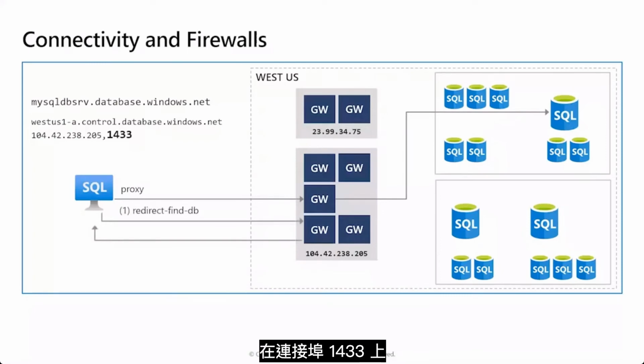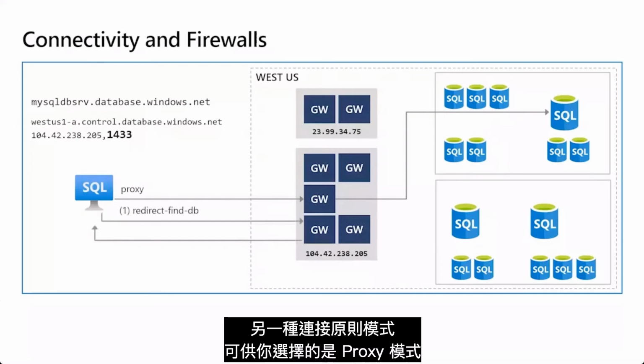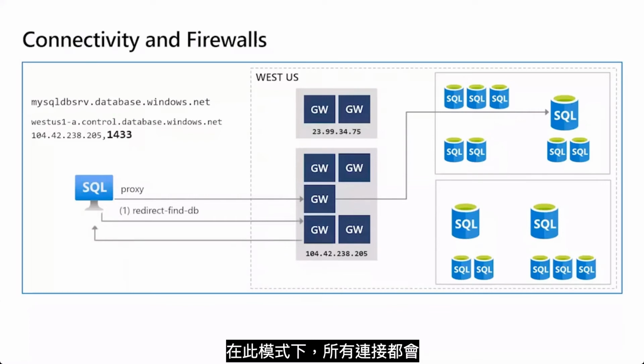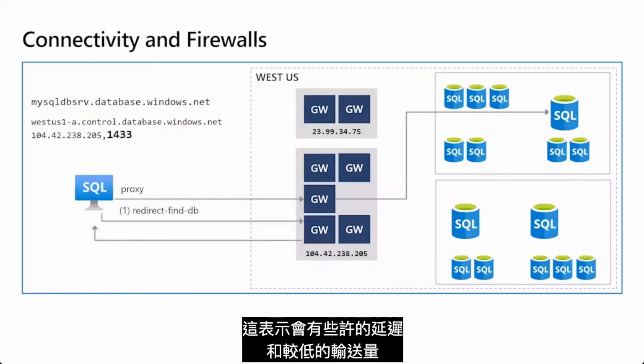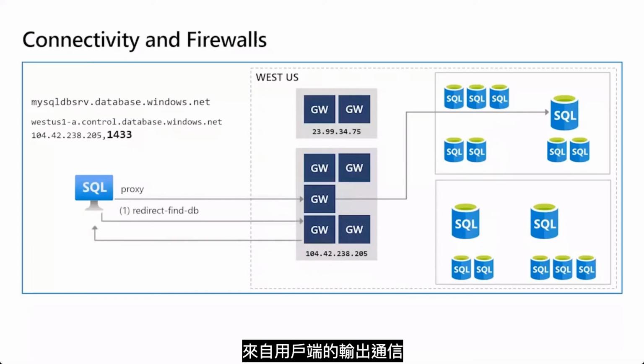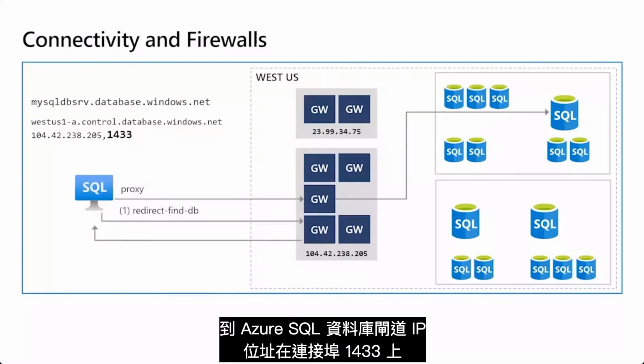on port 1433. The other connection policy mode that you can choose from is the proxy mode. So in this mode, all connections are proxied via the Azure SQL Database Gateway, which means there is a bit more latency and reduced throughput. And for connections to use this mode, the client needs to allow outbound communication from the client to the Azure SQL Database Gateway IP address on port 1433.